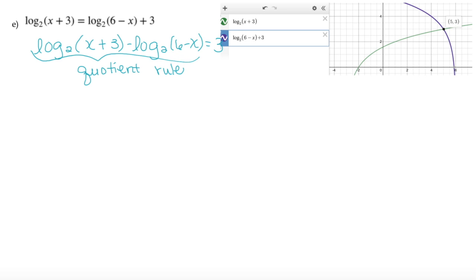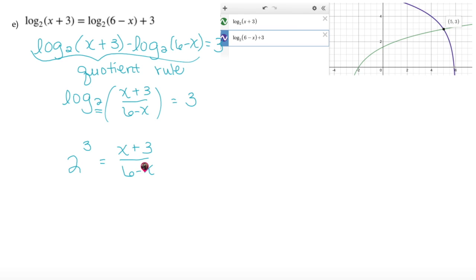The quotient rule tells us that we need to divide. So x plus 3 over 6 minus x equal to 3. We now can write this as an exponential. Our base is 2, so 2 to the third power is equal to x plus 3 over 6 minus x. I know that 2 cubed is 8, so 8 is equal to x plus 3 over 6 minus x.